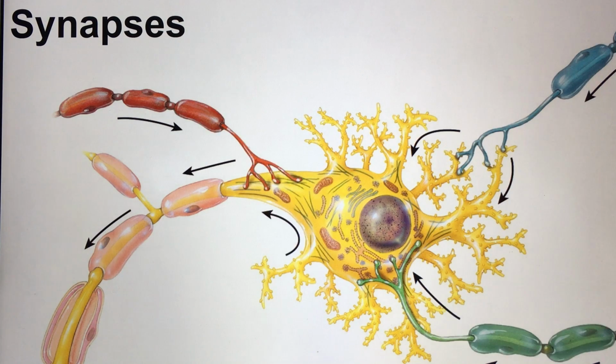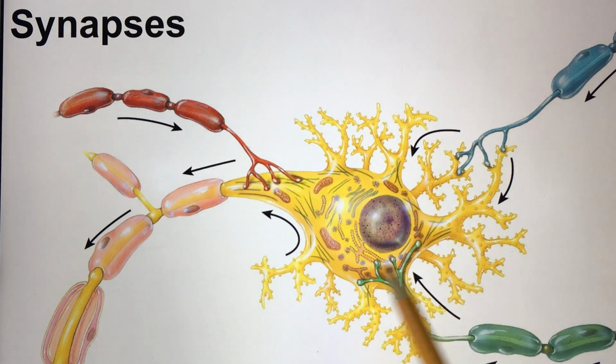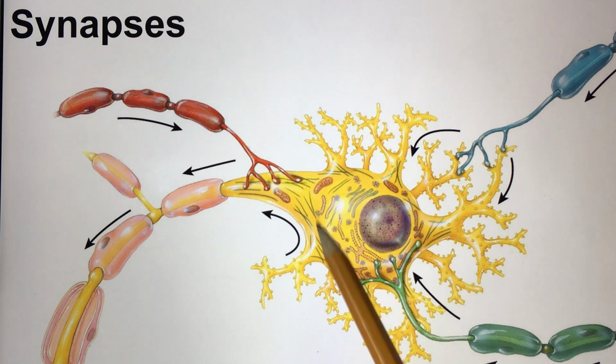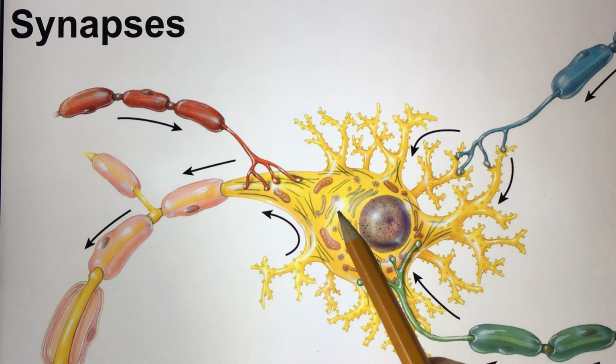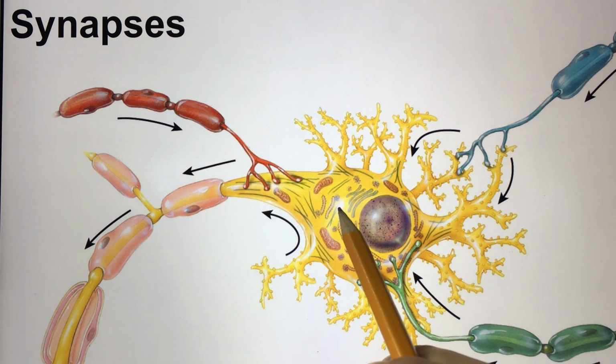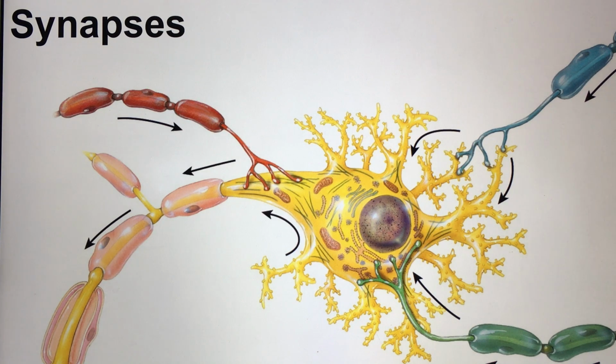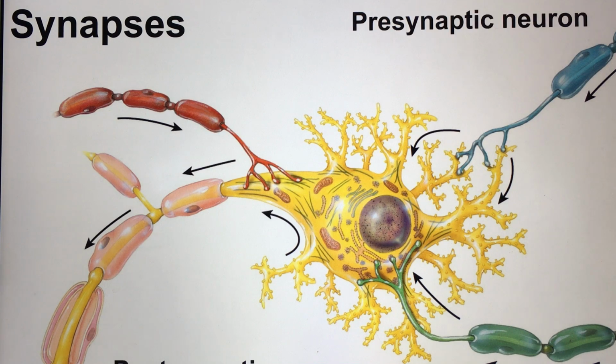So this red neuron, this blue neuron, this green neuron will send, you can see the arrows, they will send stimulus to this neuron. And when this neuron is stimulated enough, it's going to produce its own electrical stimulus inside, and that electrical stimulus, the action potential, will be sent down the axon to the next cell. Maybe that's a neuron, maybe that's a muscle cell.